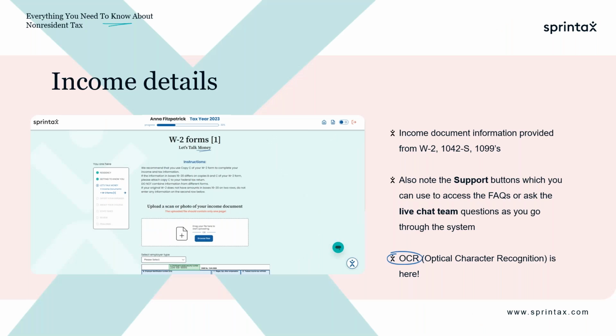Then you'll be asked received US income. If you say yes, we'll ask you what income documents you have and the quantity of each, and you'll be able to upload them or manually enter them into your Sprintax account. You'll also see that there's support on the bottom right hand corner of that screenshot there. So we do have access to our FAQs there, but also importantly, access to our 24/7 live chat, where you'll be able to reach out to our support team if you do have any questions moving through the questionnaire.